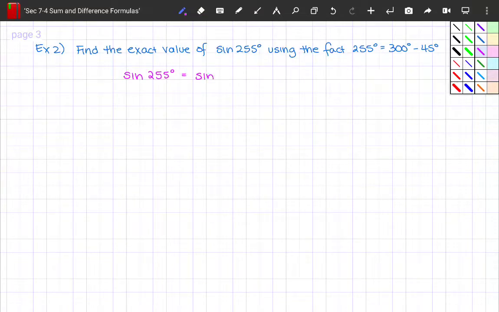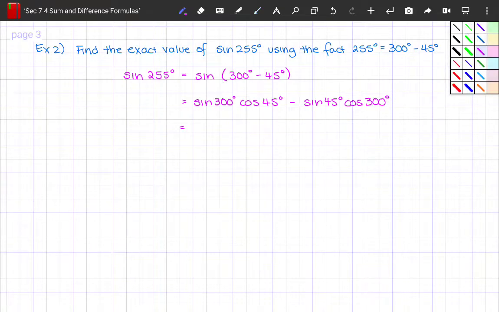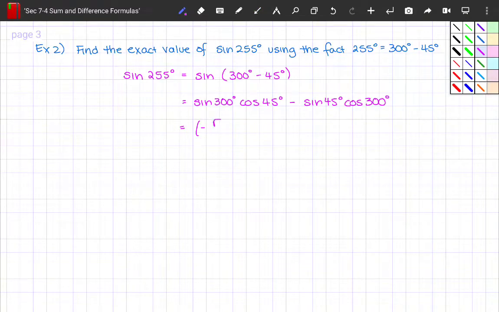255 degrees is the same thing as 300 degrees minus 45 degrees. And oh, well, that kind of looks like we can use our sum and difference formulas. So that's sine of 300 degrees, cosine 45 degrees, minus the sine of 45 degrees, cosine 300 degrees, and now we just evaluate. 300 degrees is in quadrant 4, where sine is negative. It's a reference angle of 60 degrees, and the sine of 60 degrees is root 3 over 2. Cosine of 45 degrees is root 2 over 2.